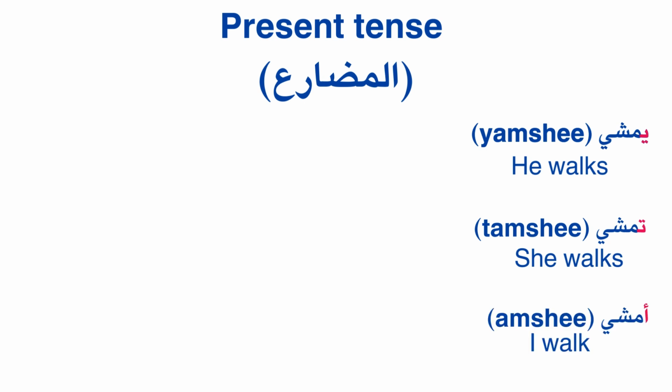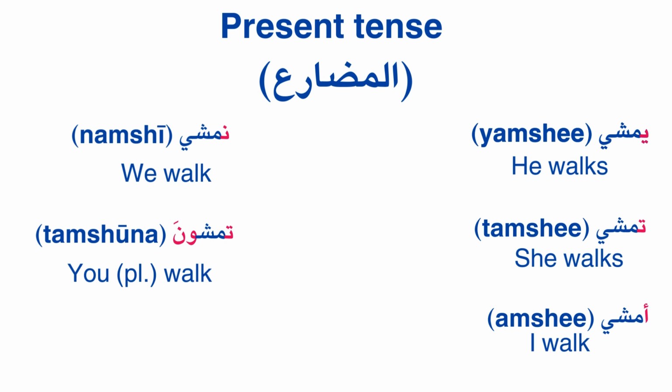Amshi, I walk. Yamshi, tamshi, amshi. He walks, she walks, I walk. Namshi, we walk. Noon in the beginning of the verb shows it's we. Namshi, we walk. Tamshuna, you plural walk.